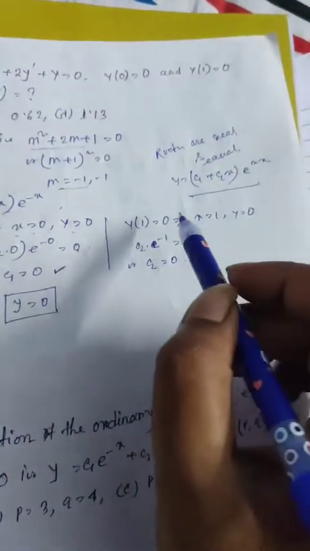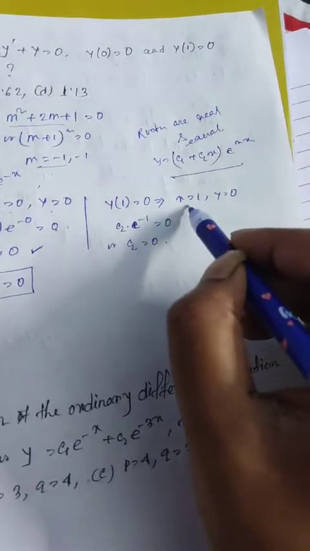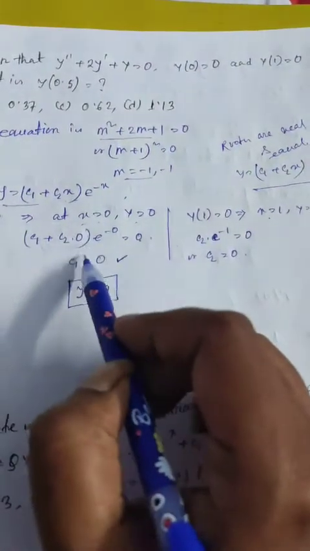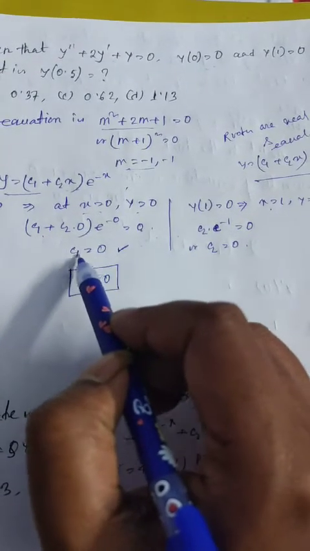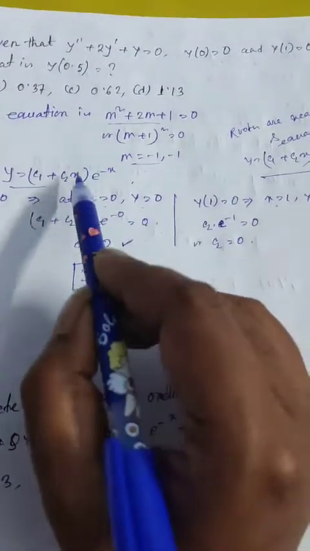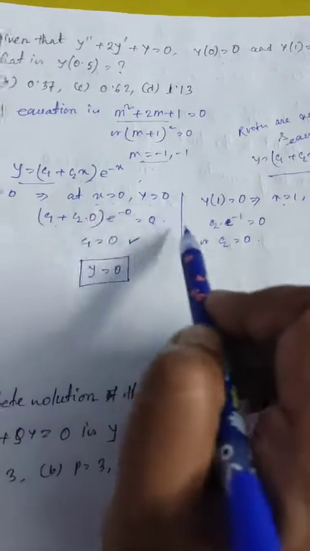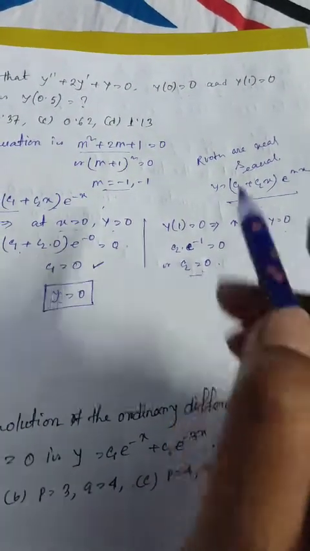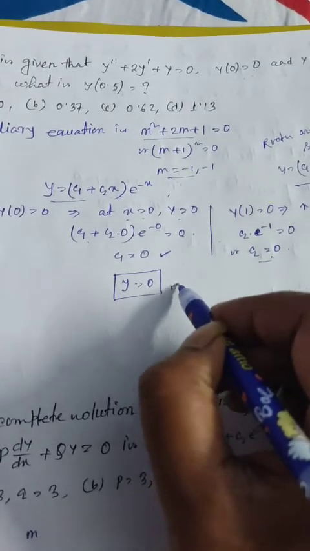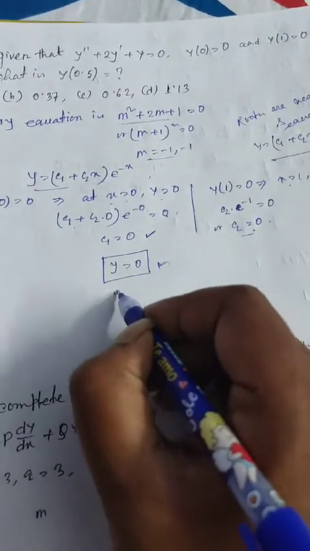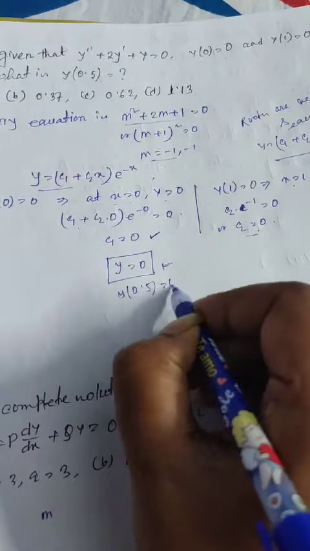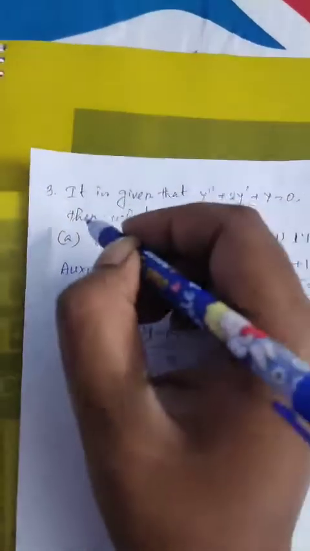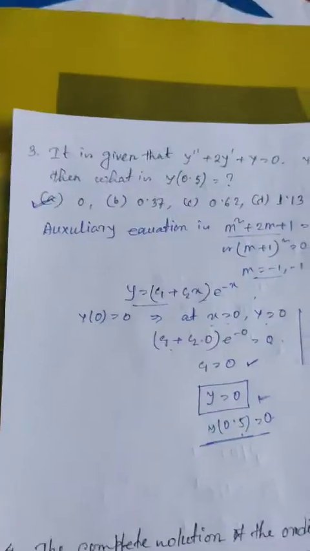Similarly, y(1) is equal to 0 implies that when x is equal to 1, y is equal to 0. So now already we found that c1 is equal to 0, and if we put x is equal to 1 here, we get c2 e to the power minus 1 is equal to 0. So c2 is equal to 0. So now here we can say that the solution is y is equal to 0, and now also we can say y(0.5) is also 0. So here option A is correct.